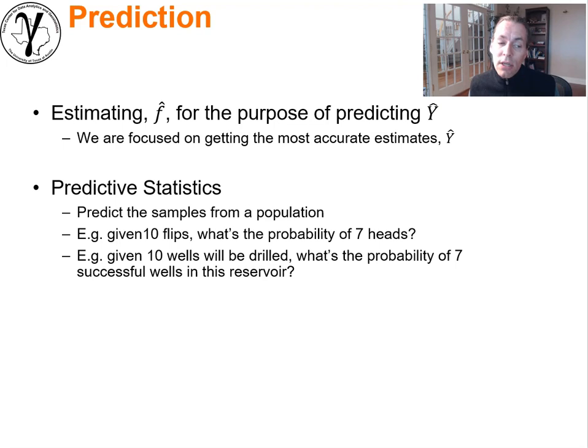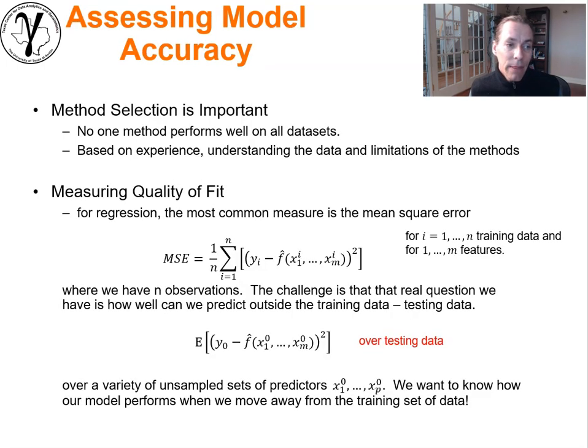In case of coin tosses, if you assume the coin is fair, if you're going to flip the coin 10 times, what's the probability of a certain outcome, heads or tails? In this case, it could be 7 heads. What's the probability of that? That's prediction, trying to predict the next result from the population or from knowing about the system.